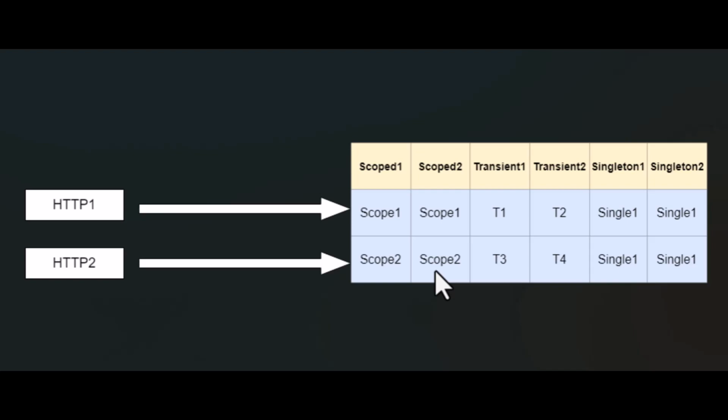So for a different HTTP request, it created a new one, but within the same scope, it is providing the same object. About the transient, it created the new object T3, and when again it is requested in this HTTP 2 scope, again it created a new one. So every time the transient object is requested, it will create a new one and provide it. So singleton is created only once and provides the same object for all scopes.